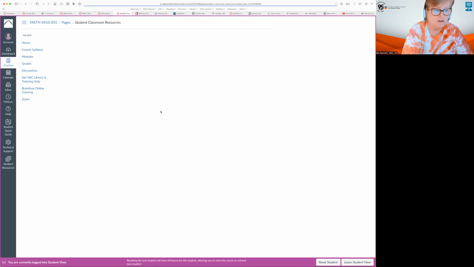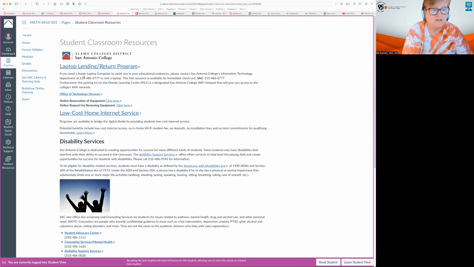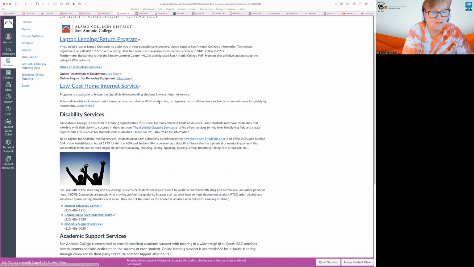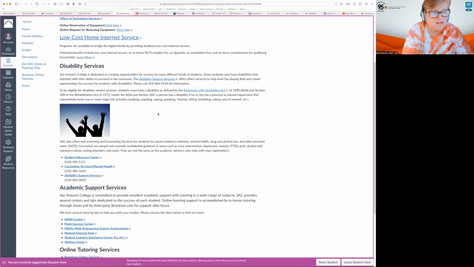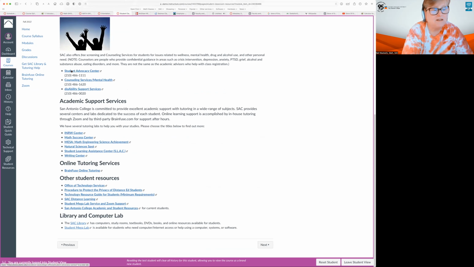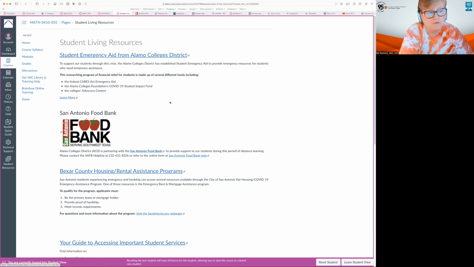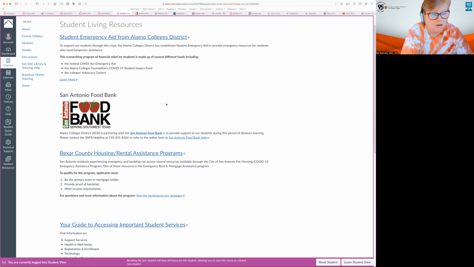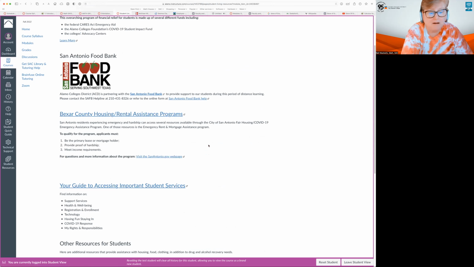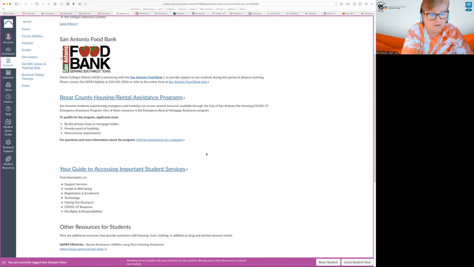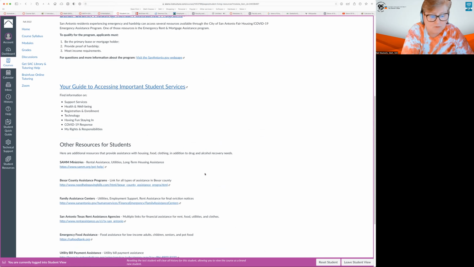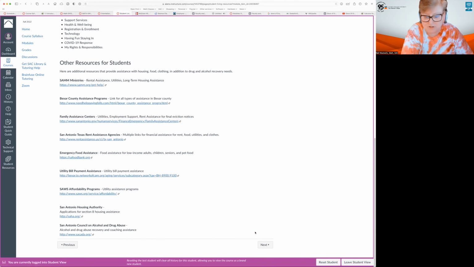Then we have resources. These are student classroom resources. This is the laptop lending program I was telling you about, low-cost internet service, disability services, counseling services, student advocacy center, academic support services, tutoring, just lots of stuff on this page. And the next page is student living resources. So emergency aid, Bexar County assistance with housing, Bexar County Food Bank, and then lots more student resources.